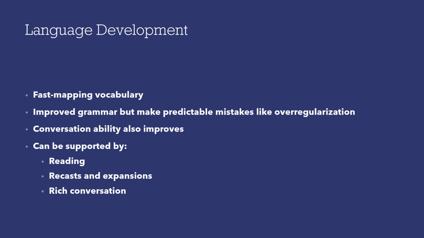I already talked about conversation ability. All of these can be supported by reading. I already talked about before, reading is super important during this time to improve vocabulary and language skills. Also, there are recasts and expansions. Recasts are if a child during this age says a sentence to an adult and it's not quite grammatically correct, then the adult can help by repeating back what they were trying to say in the correct format. So kind of like correcting them, but doing it in a polite, friendly way. And then expansions are where if a child gives a really simple sentence, the adult takes that sentence and makes it more complex, adding to it.